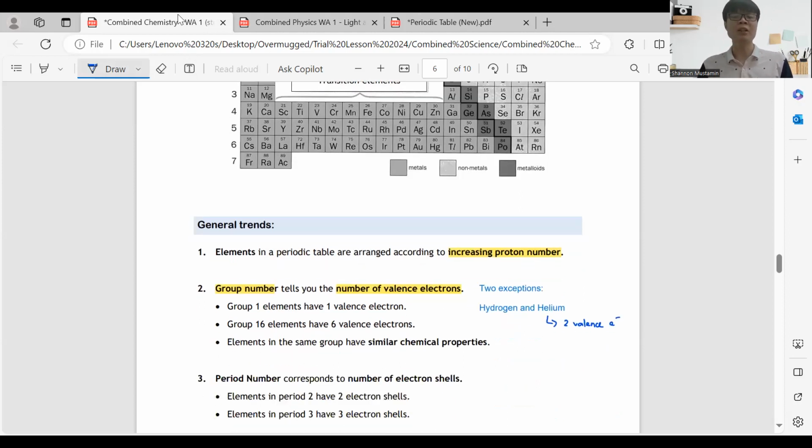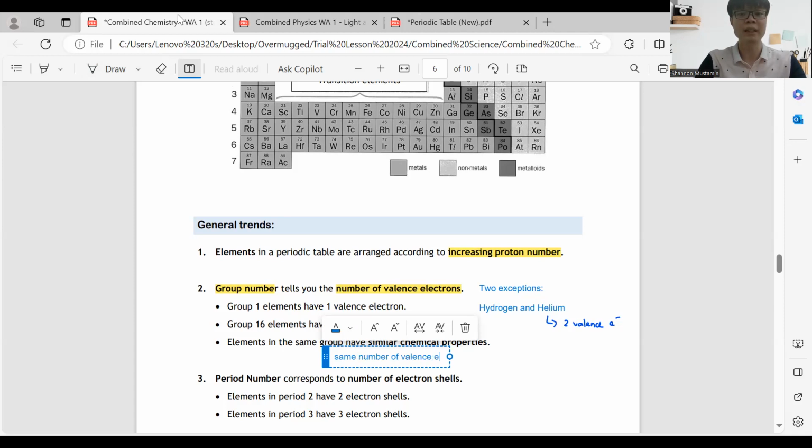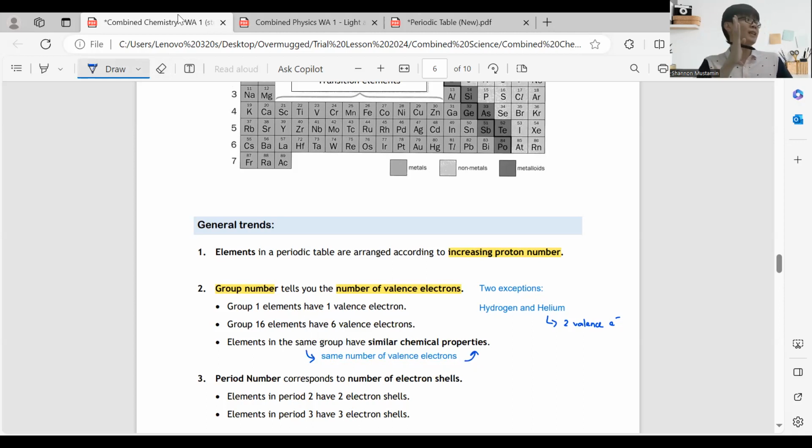Commonly tested key concept as well, which you all should have learned in Sec 3 under atomic structure chapter. If the elements are in the same group, means they have the same number of valence electrons. If they have the same number of valence electrons, then they have similar chemical properties. So if an exam question asks you to explain why substances have similar chemical properties, link back to the number of outer shell or valence electrons. Do not say same group, because same group is not a keyword. Same number of valence electrons.